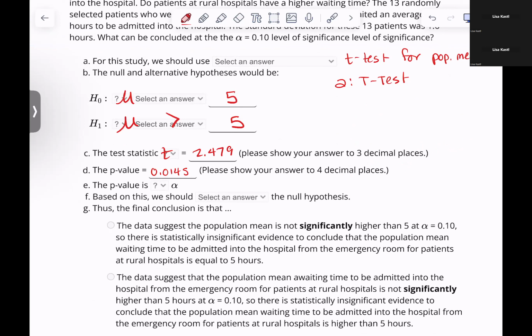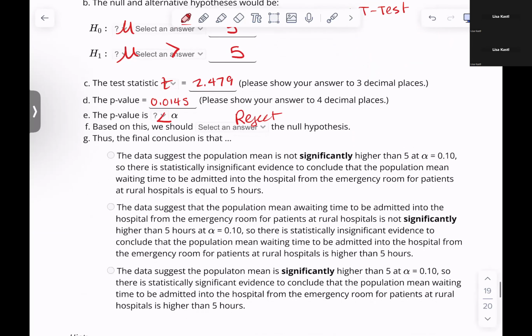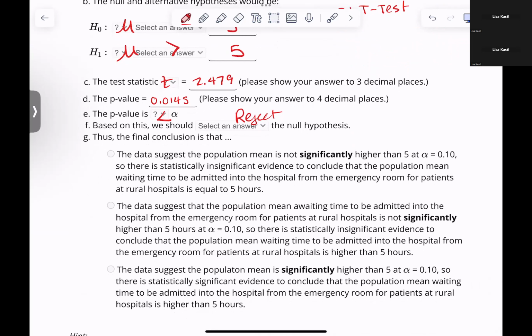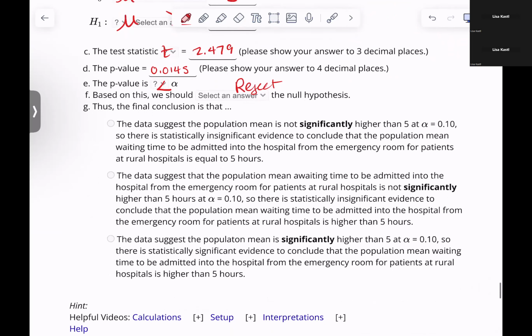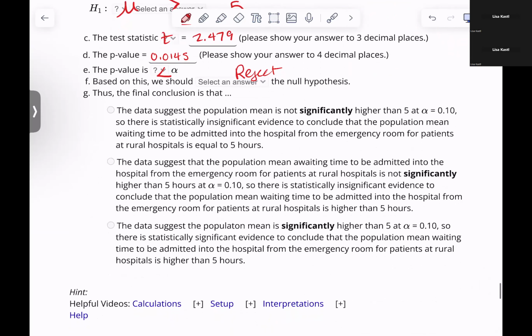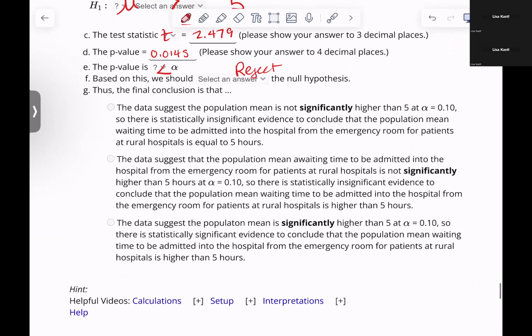That is less than alpha, correct? So we're going to reject. It appears that they wait longer, doesn't it? Looks like. So which one is it? It's got to be this one, doesn't it?